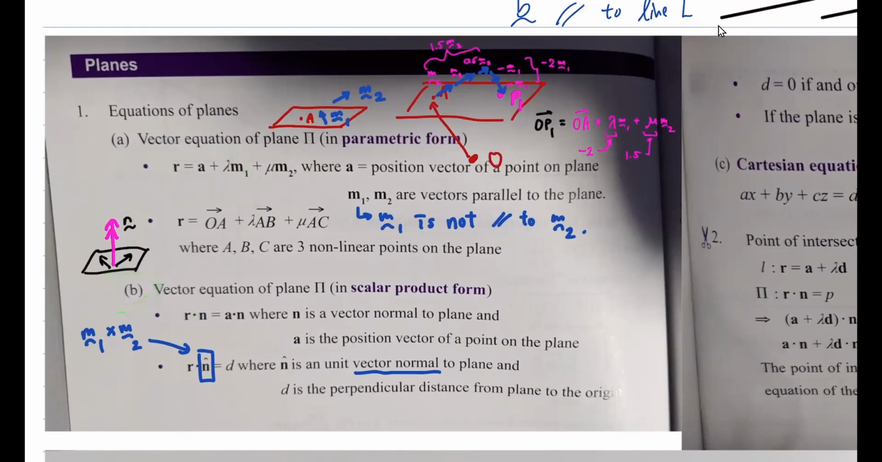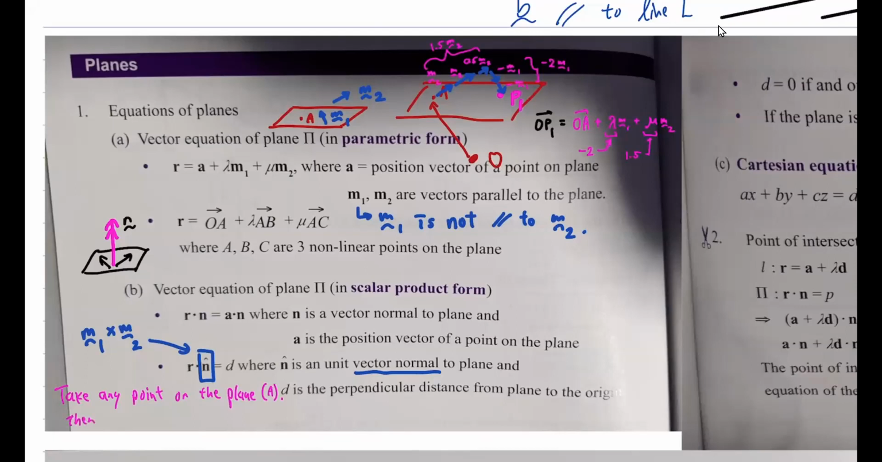Then the vector equation of a plane, this one you just need to know. The generic vector r, you can dot product with the normal, and you will get some constant. How do you find this constant? It's really just the formula on top, A dot n. You take any point on the plane, let's call it point A.